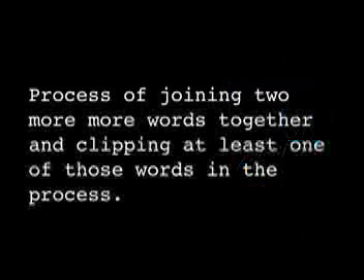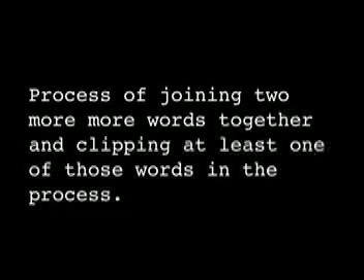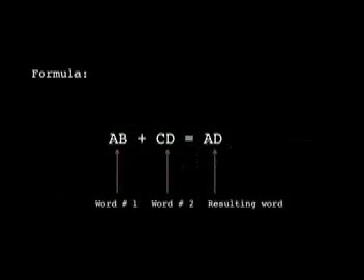Now that we've covered shortening, let's move on to blending. This word formation process involves joining 2 or more words together and clipping at least one of those words in the process. This formula depicts how blending typically works. The ending of the first word is clipped off while the beginning of the second word is clipped off, resulting in a blend of the 2 words composed of the first half of the first word and the second part of the second word.